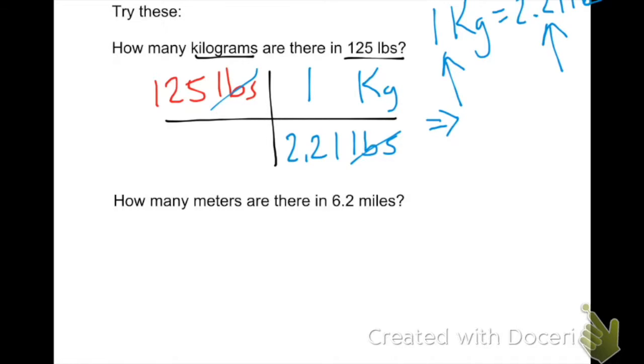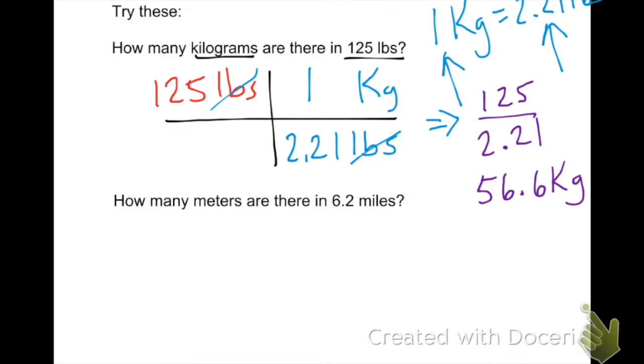Multiplying straight across, so we've got 125 divided by 2.21. And you wind up with 56.6 kilograms. Not too bad, right? I don't know about you, but I kind of like it. It's pretty nice, pretty simple.